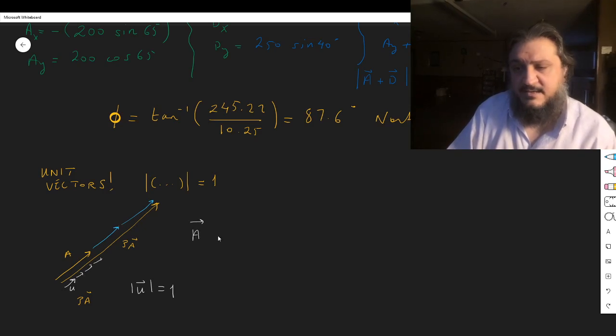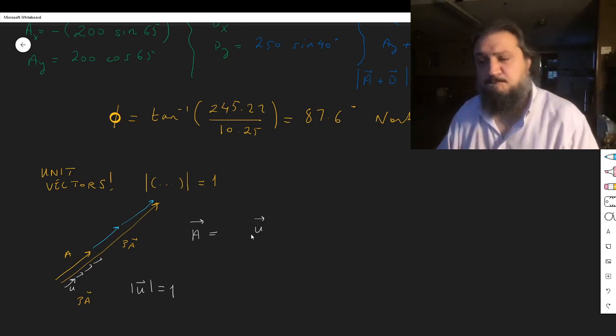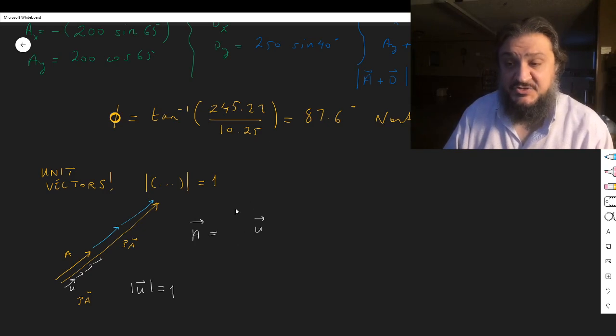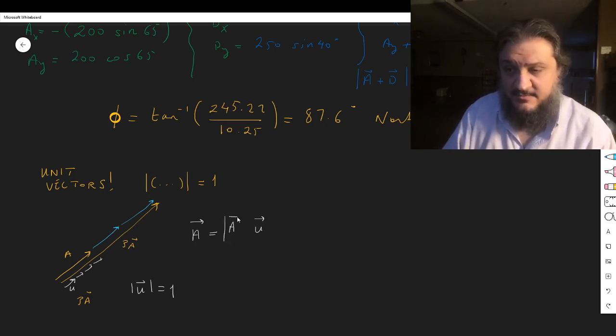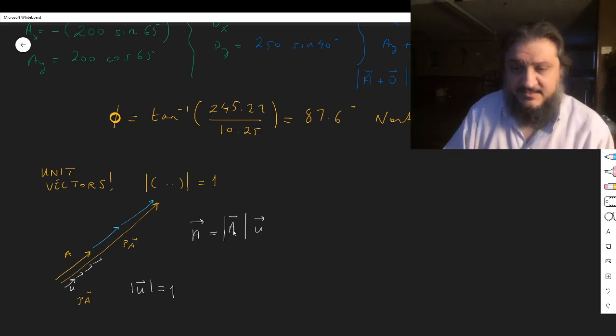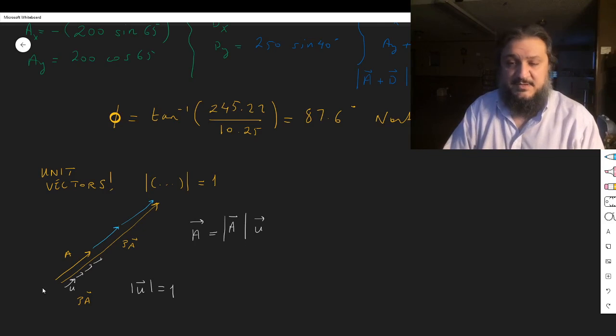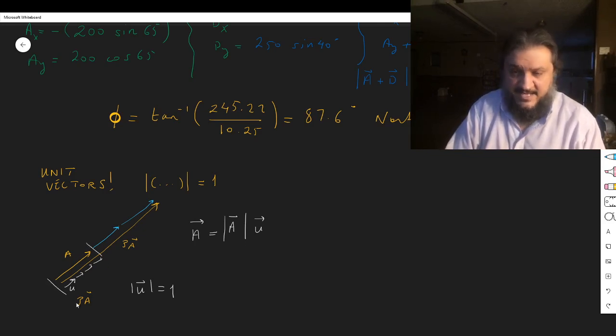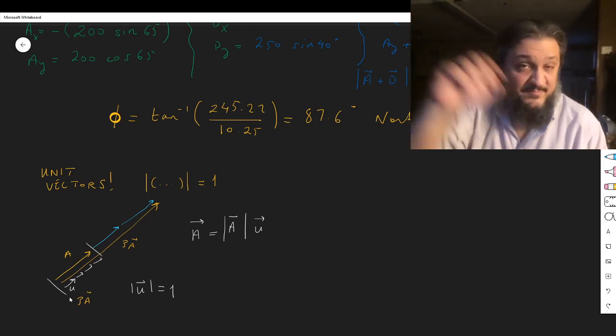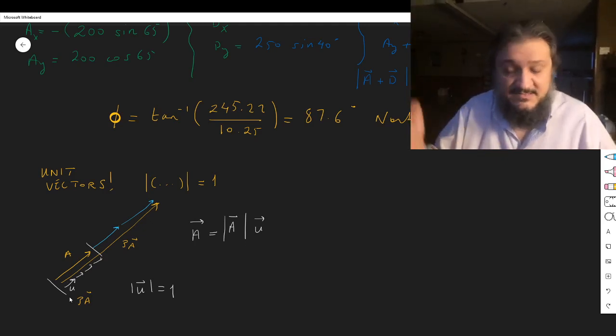So A is going to be written in terms of the unit vector U. Well, the length of A has to be multiplied by U. Simple as that. If you multiply the length of A by that unit vector, that's what you get as A. In this case, I have 1, 2, 3, 4 of them, but it could be any number. It just depends on how long it is, right?